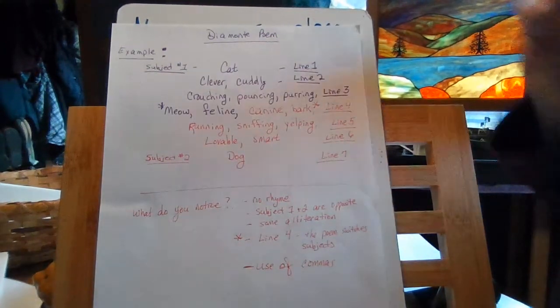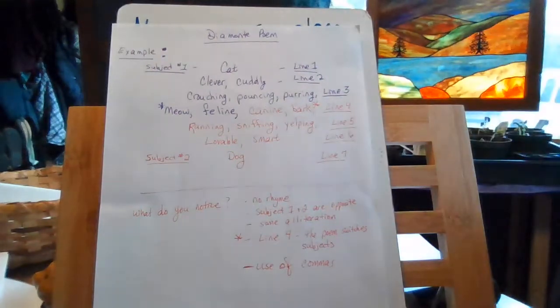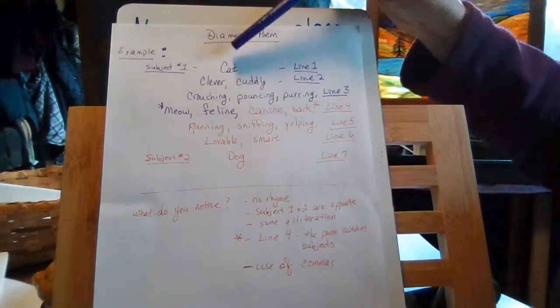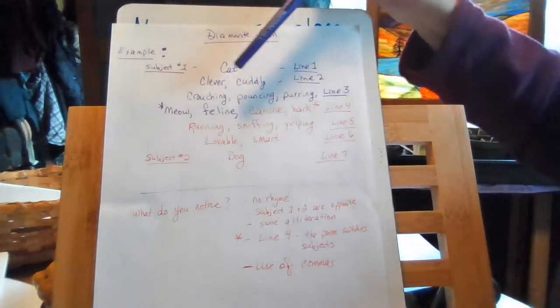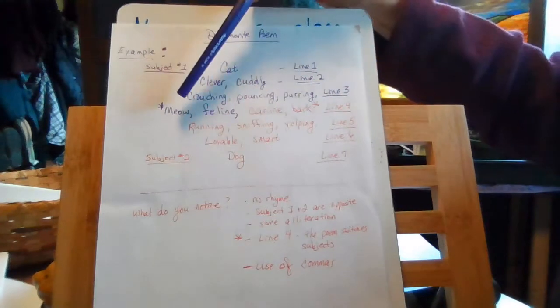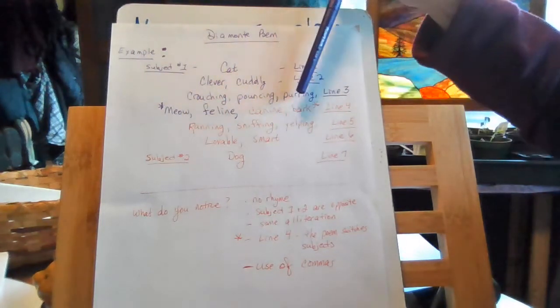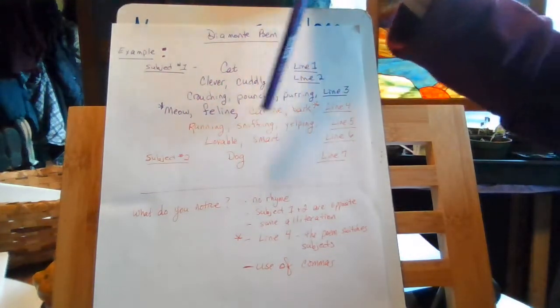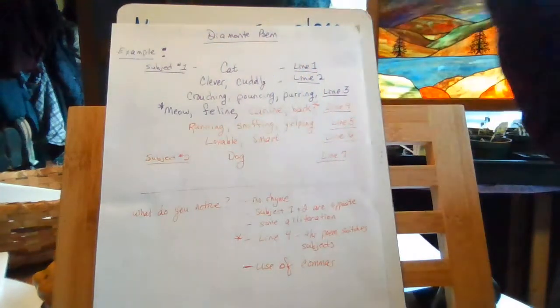It goes from one subject to another subject, but let me just read it first and then we'll talk about it. So this one starts off with the first line being cat, clever, cuddly, crouching, pouncing, purring, meow, feline, canine, bark, running, sniffing, yelping, lovable, smart, dog.